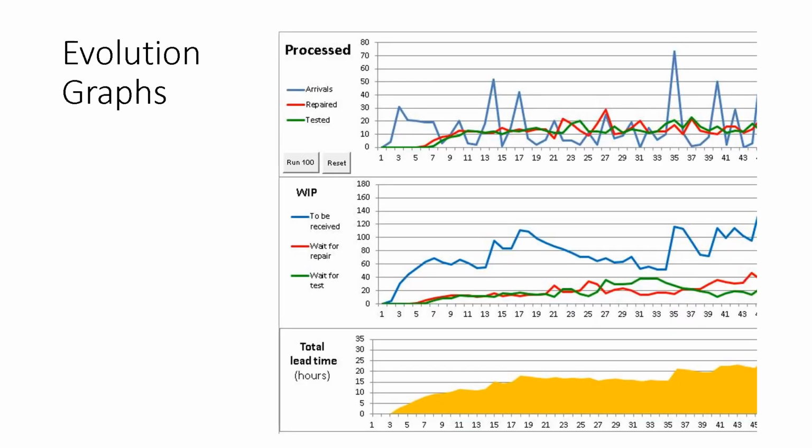In the tab Evolution, you can see how all processes and WIP values evolve along each hour in the main steps, as well as the evolution of the total lead time.